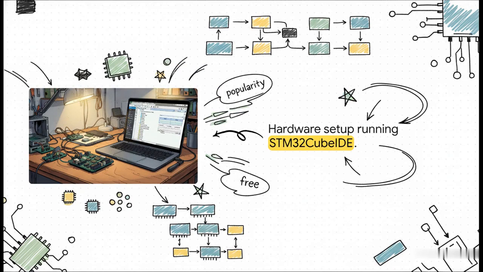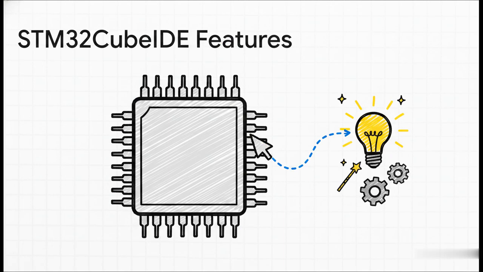Rounding out our top 3 is STM32CubeIDE. This one is wildly popular, completely free, and built by STMicroelectronics specifically for their STM32 ARM chips. Under the hood, it's running that free GCC toolchain we talked about earlier, plus live ST-Link debugging. But the real game changer is the CubeMX integration.